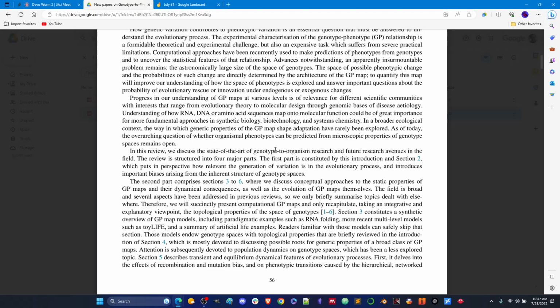So, they talk about the GP maps as static and dynamic entities, as well as the evolution of GP maps themselves. So these maps can evolve as the connections between the networks underlying them evolve. The field is broadened. Several aspects have been addressed in previous reviews, so we only briefly summarize topics dealt with elsewhere. So this is just a review. We will succinctly present computational GP maps.